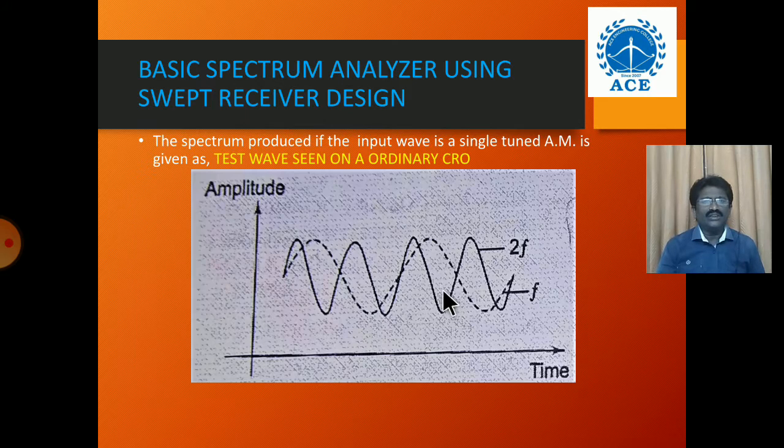Now we can observe our output. So like this, the spectrum produced, the input wave is a single tuned AM given as a test wave. In an ordinary CRO you can observe like this. Now we are taking the waveform between amplitude and time. Actually this has two waves, one having frequency F and the other having 2F.